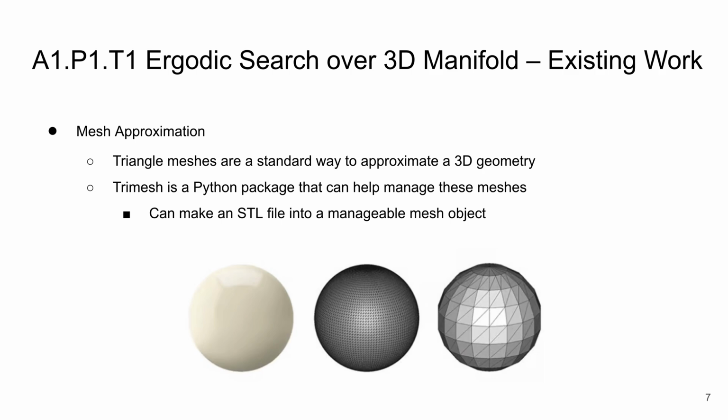Next, looking at mesh approximation, we use triangle meshes because they are a standard way to approximate 3D geometry, and we specifically use TriMesh, which is a Python package that can help us manage these meshes into objects by taking an STL file and creating it into a TriMesh object.